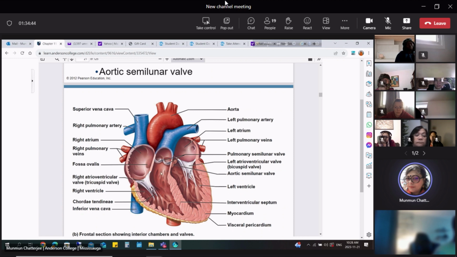Both of them: one is pulmonary because it's going to the lungs, that is the pulmonary semilunar valve. And another is the aortic semilunar valve because it's going to the aorta. So four valves. Two are atrioventricular, tricuspid and bicuspid, and two are semilunar valves, going to the pulmonary circulation or the aorta in the main circulation. So the pulmonary semilunar valve and the aortic semilunar valve.